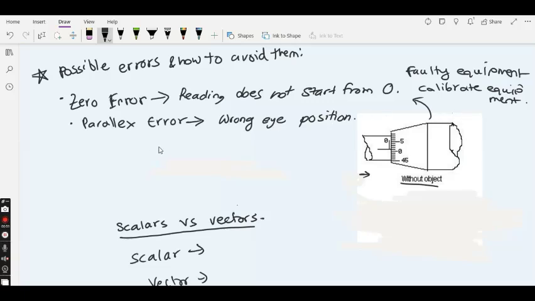And now comes the parallax error. The parallax error is always due to the wrong eye position. For example, when you're looking at a scale and you have to take a reading from here, your eye must always be kept perpendicular to the reading you're taking. For example, let's think of this as a measuring cylinder, and this is the level we are taking. So our eye must be kept perpendicular to the level to take a proper reading, or else we might get an inaccurate reading.